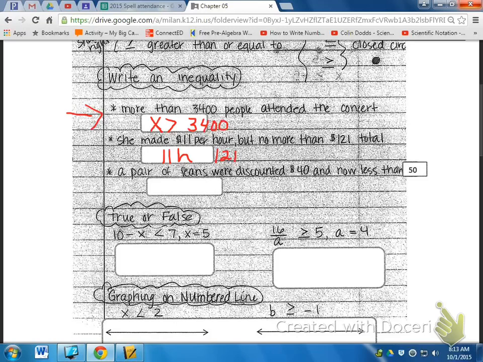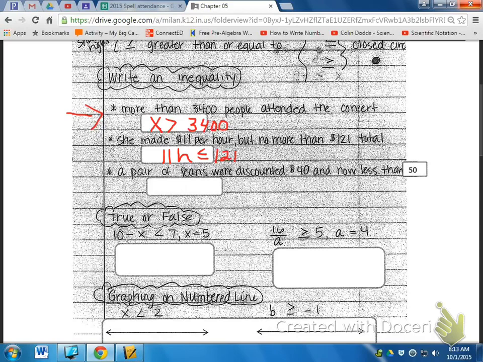Now this one's kind of tricky. No more than 121. Does that mean it could be 121? Yeah. Okay, and it could be less than 121, right? So what symbol am I going to put between those two? Less than. Yeah, less than or equal to. So 11 times the number of hours is how much she would make, $11 per hour, but no more than 121 total. So she's going to earn 11 times however many hours she works, but it's got to be less than or equal to $121.